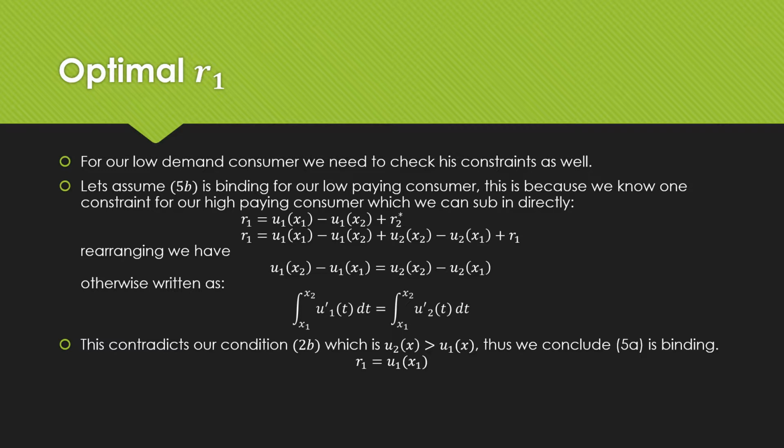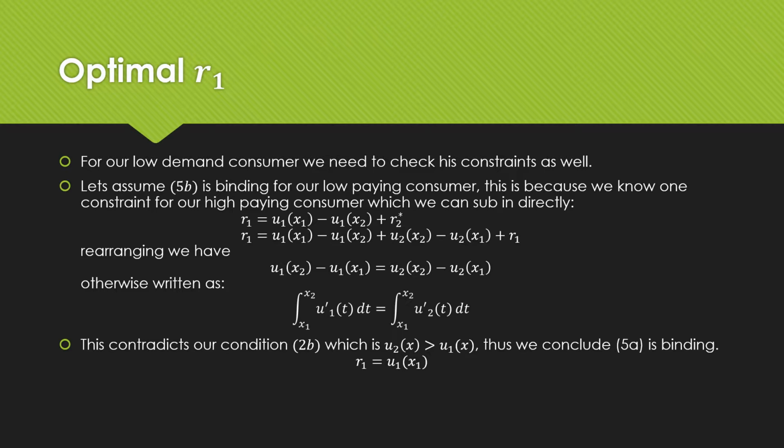So for our optimal bundle price for our low demand consumer, we know that our self-selection constraint for our high demand consumer is binding. So we know what R2 is. So let's assume that 5B is binding. The process by which we're figuring these things out is that we're choosing a constraint and assuming that it's binding. This is because it's easy to deal with: for our high demand consumer, we know what R2 is, and we can sub in an equation there.